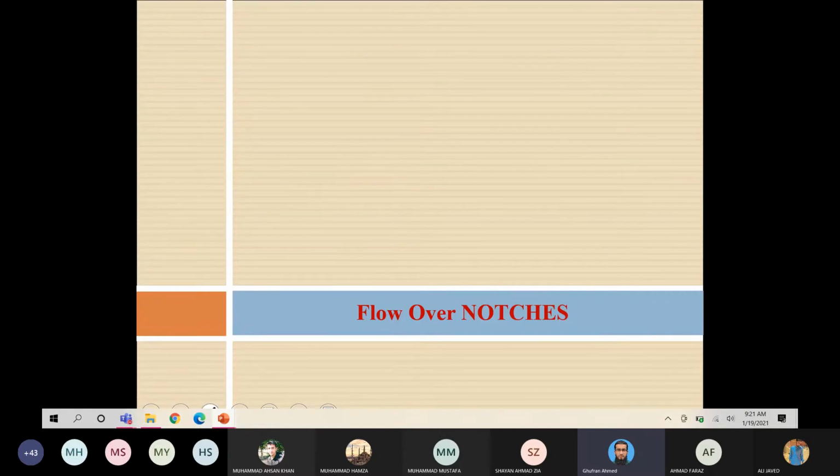So now we'll move towards the flow over notches. Have you heard about notch?